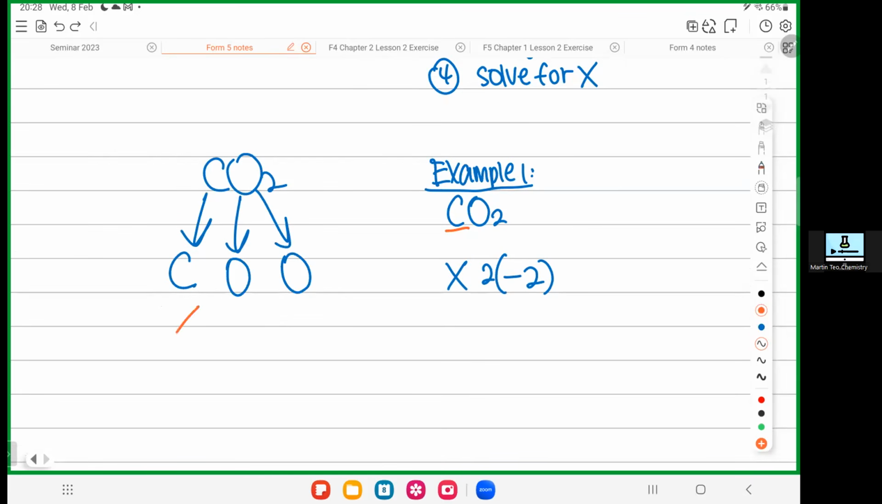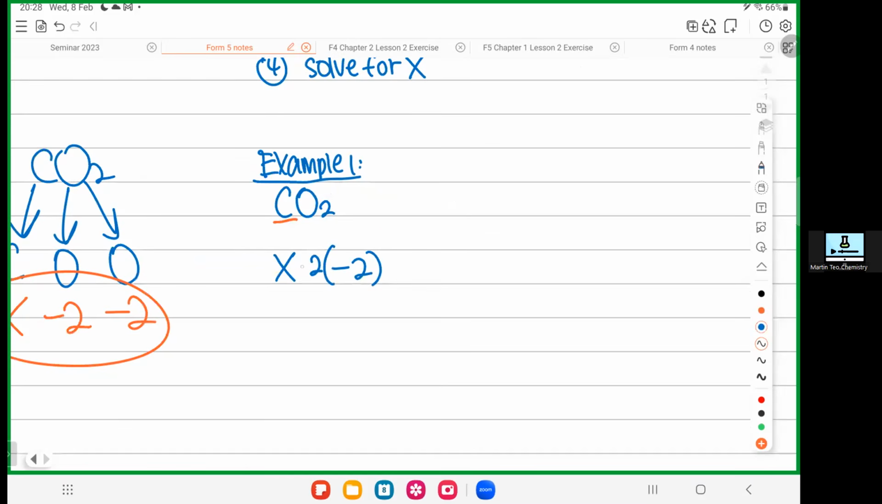Don't know, X. Do I know the oxidation number for oxygen? Yes, -2. Do I know the oxidation number for this oxygen? -2. Okay, so you add everything together. So why do I multiply by 2? Because I got 2 oxygen here. Every oxygen, the oxidation number is -2. So -2 times 2. So then we add everything together.